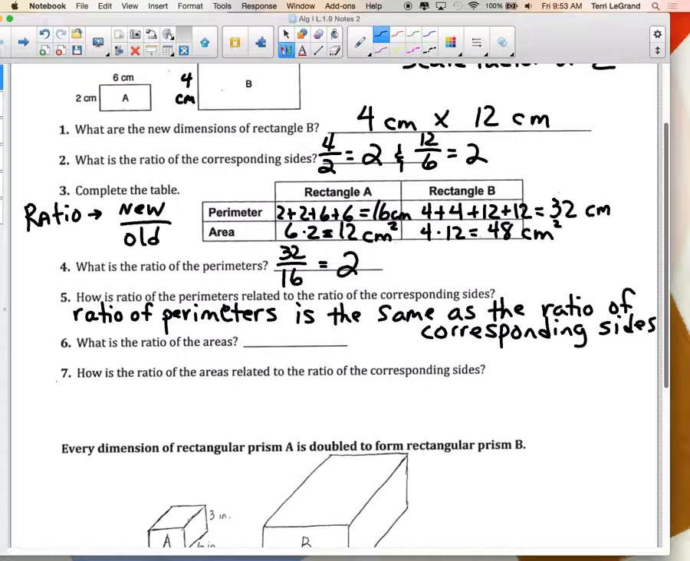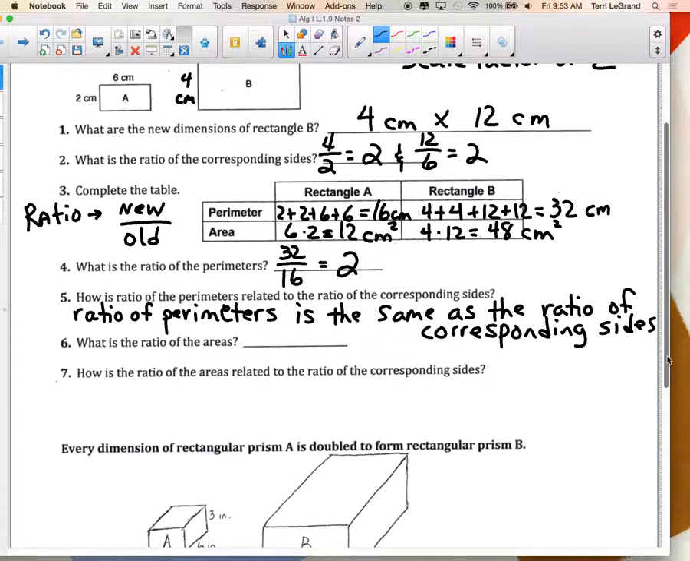And tell me, what else did we say about the ratio of corresponding sides? The ratio of the corresponding sides is also the same as what? Scale factor. The scale factor. So we can really think of it like this. If you apply a scale factor, the perimeter is going to change by the same amount. If you double the side lengths, the perimeter should also double.